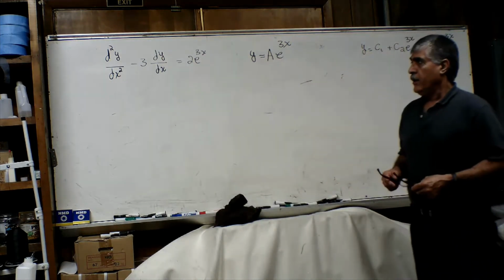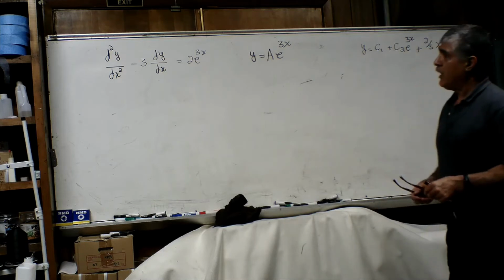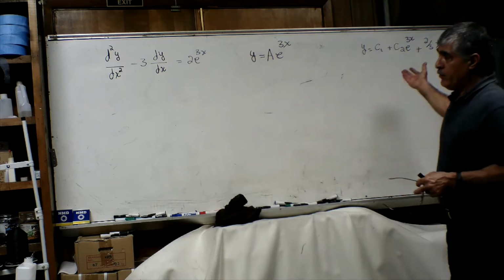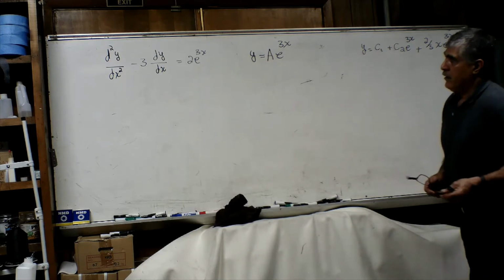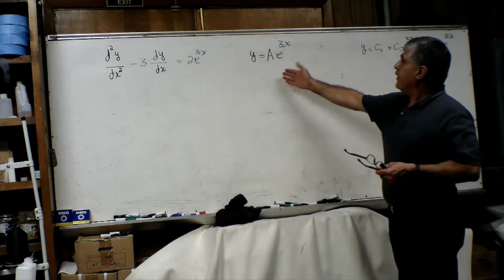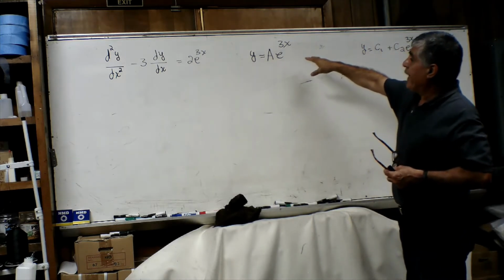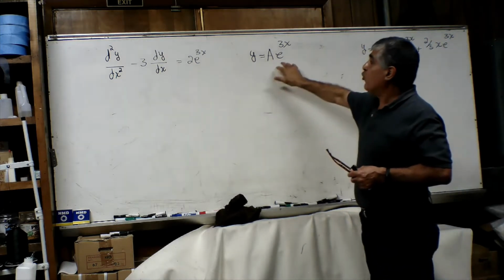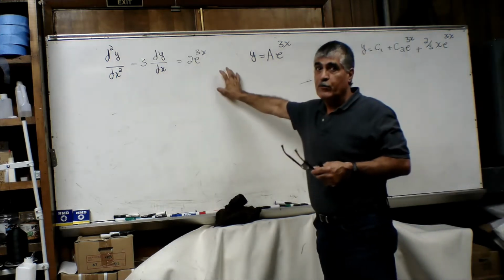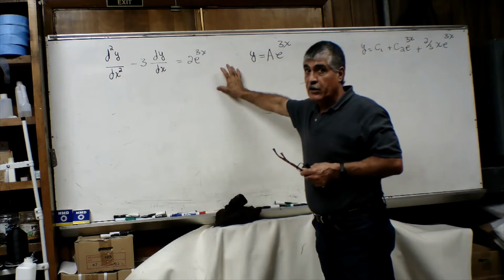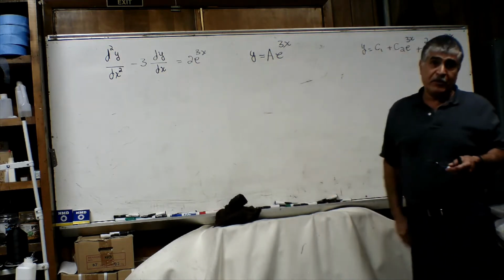Hi, a student from Phoenix, Arizona contacted me and he's not able to get the answer for this differential equation. He is choosing y equal to a e to the power 3x, assuming this as a particular solution for the non-homogeneous portion of this equation. And that's where he's making the mistake.